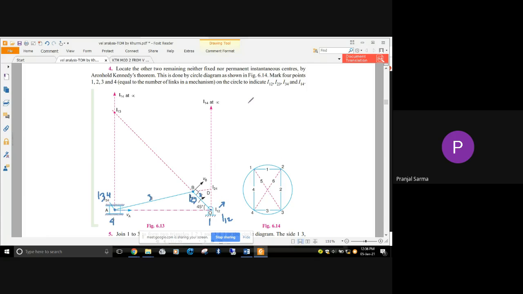I12 is done, I23 is done, and I34 is done. These are done. There are another 3 remaining. Now if I consider the slider, that is link number 4, and the fixed link, that is 1, with respect to the frame, what kind of motion does the slider have?